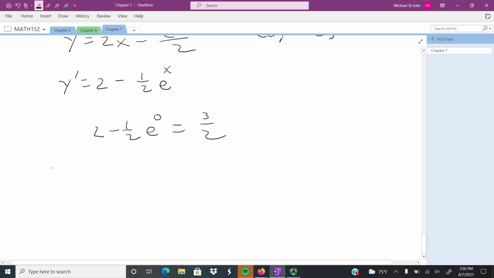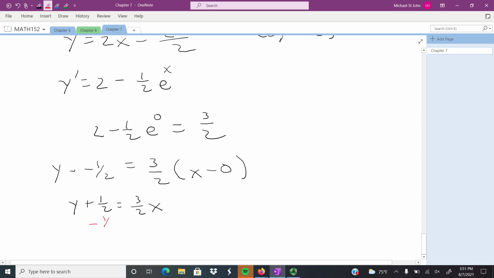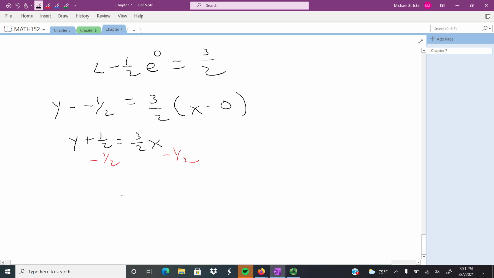And so we have y. And now we have our point, which was 0, minus 1/2. So y minus a minus 1/2 equals 3/2 times x minus 0. Y plus 1/2 equals 3/2 x. And we can take the 1/2 to the other side. And we end up with our equation. So y equals 3/2 x minus 1/2. And we have our equation.